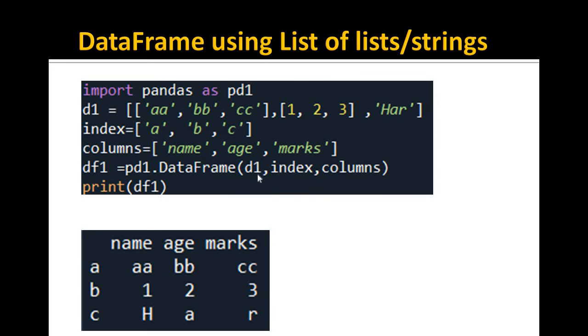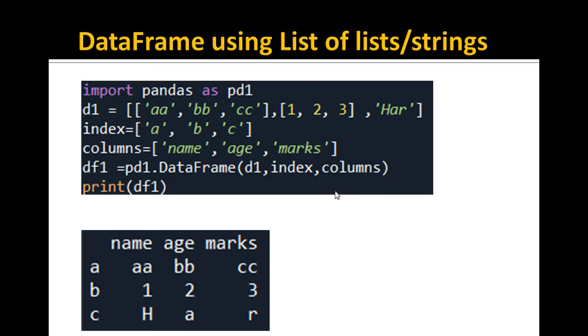Then this function will treat the first value as first row values, the second list of D1 as second row values, and the string that has 3 characters will be assigned to the third row, 1 character for each column.